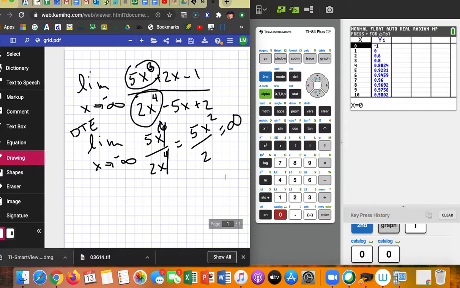All right, so those are the possibilities looking at horizontal asymptotes. I did not talk about vertical asymptotes. We will talk more about those in class. I hope that this helped a little bit.